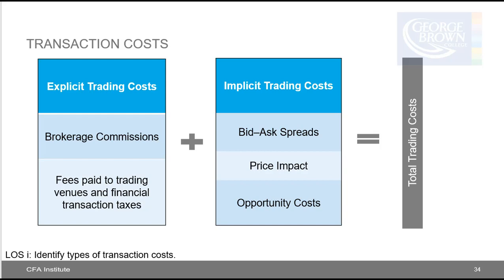Brokerage commissions are the largest in terms of explicit trading costs, but for large institutions, the price impact of trading large orders is generally the biggest component of the transaction costs. Okay, moving on to opportunity costs. Opportunity costs, that's the cost of not trading.